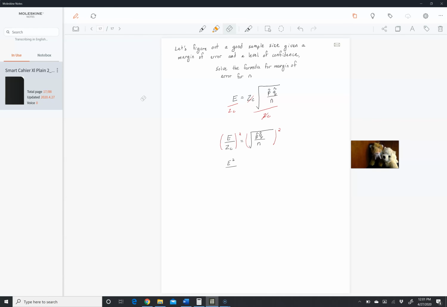I'm going to rewrite it like this, where you distribute the square. You're allowed to do that. What that does for us is it keeps the e and the z-score separate so that we don't have to worry about it always being linked together. So this is p hat q hat over n. And now we can multiply both sides by n, and that'll get rid of the n in the denominator. We've done this before, the last time that we tried to solve for n. We multiply both sides by n to get it out of the denominator. So it cancels here.